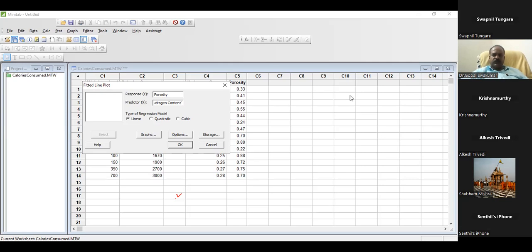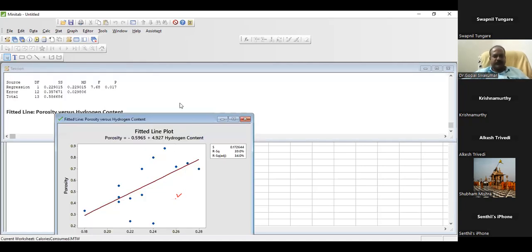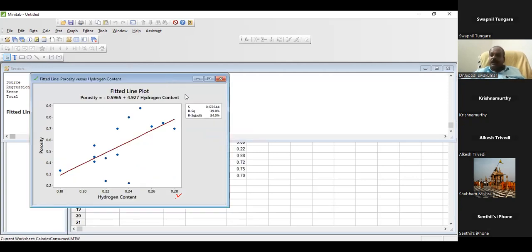Now, to demonstrate, I am choosing the linear model here. But like all of you, I am also not very clear whether it is linear or not. I am assuming linear because R square is 0.625. I am clicking OK so that all of us can see the regression equation. Can you see here? But when you make a statement like 1 unit change in hydrogen content will increase porosity by 4.92 units, the chance of you going wrong is very, very high.